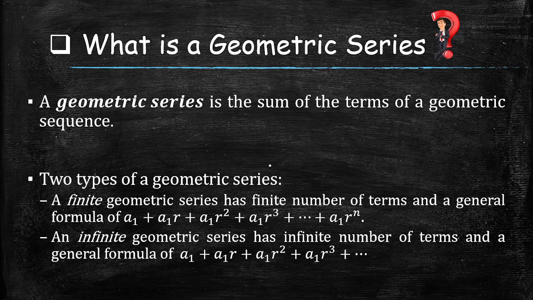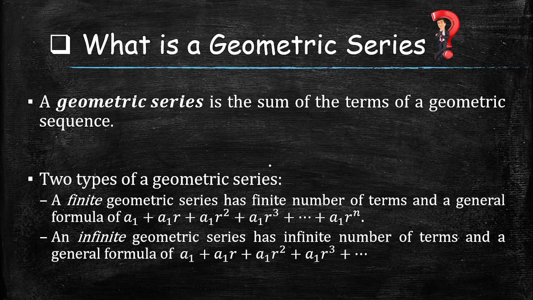Second type, an infinite geometric series has infinite number of terms and a general formula of a sub 1 plus a sub 1 times r plus a sub 1 times r squared plus a sub 1 times r raised to 3 plus so on and so forth. A finite geometric sequence, class, means it has a limit. Kasi nga finite lang siya. For example, we have 2, 4, 8, 16. That is the only elements or terms of the given finite geometric series or finite geometric sequence.